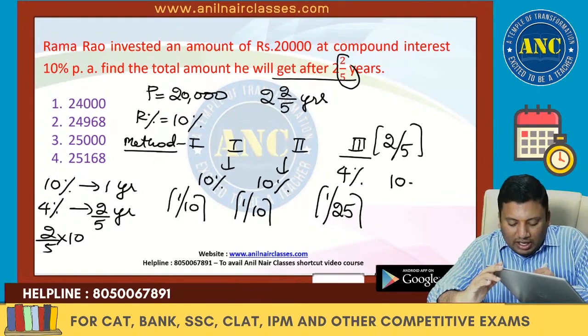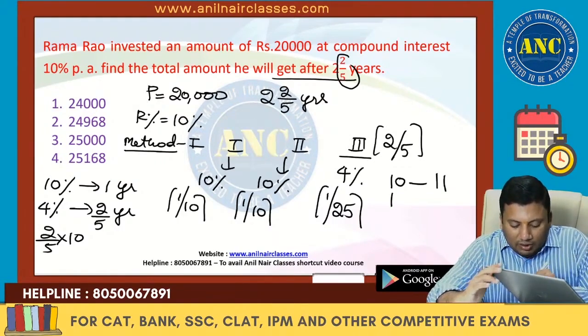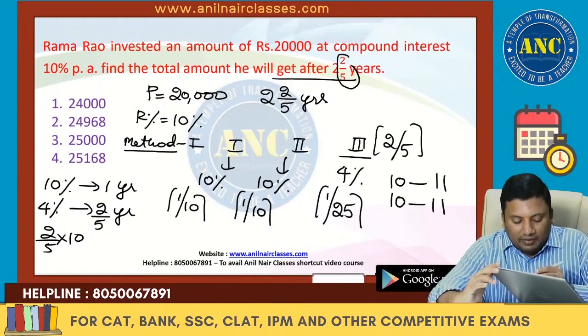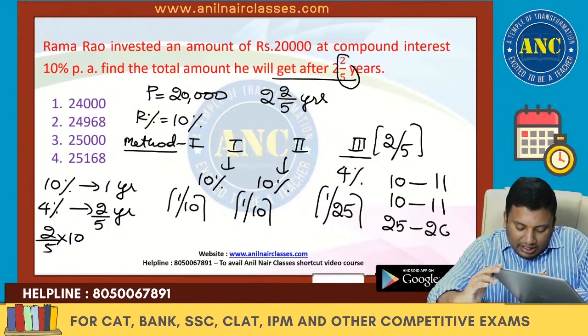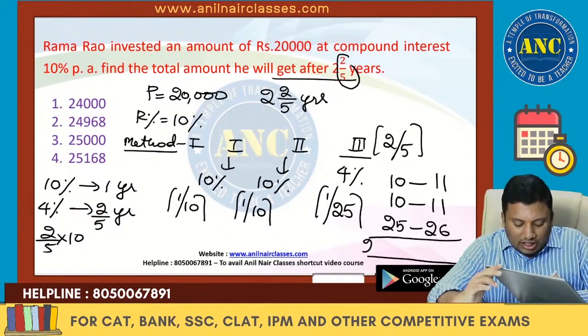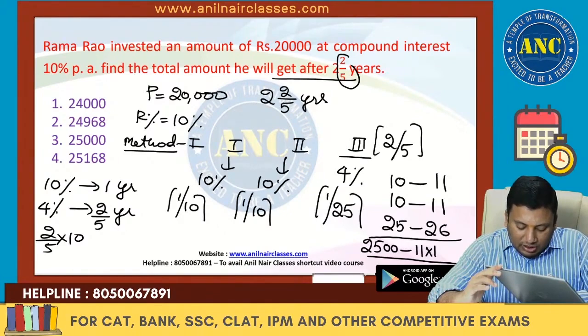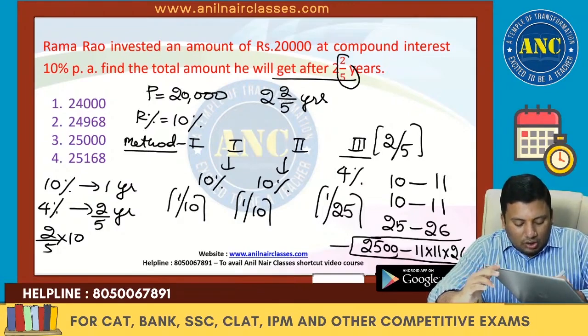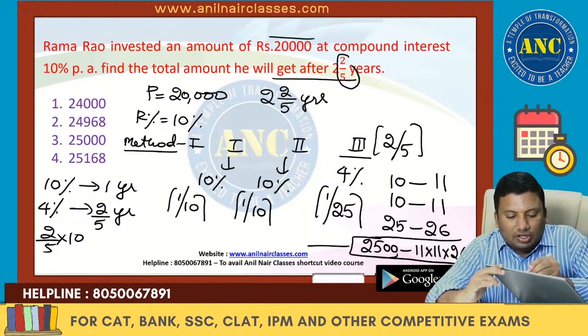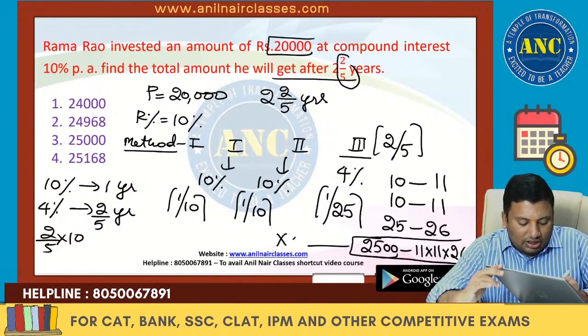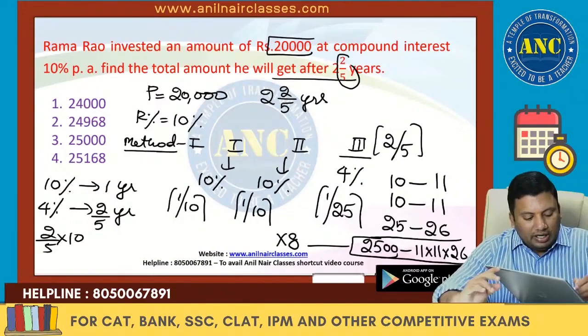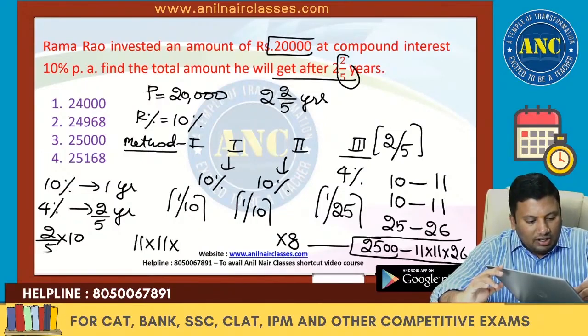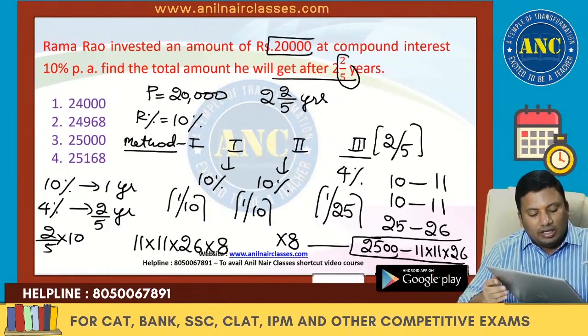10, 1 increase, it is nothing but 11. 10, 1 increase, it is nothing but 11. 25, 1 increase, it is nothing but 26. So these are nothing but 2,500, and the answer is 11 into 11 into 26. But according to the question, it is not 2,500. It is 20,000, which is nothing but 2,500 into 8. So the answer is nothing but 11 into 11 into 26 into 8.